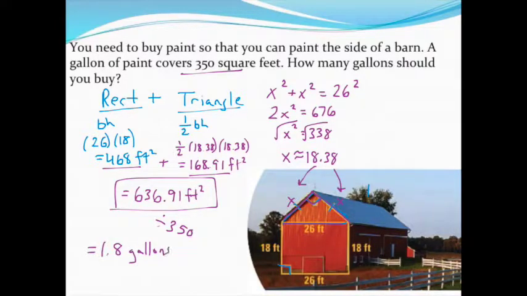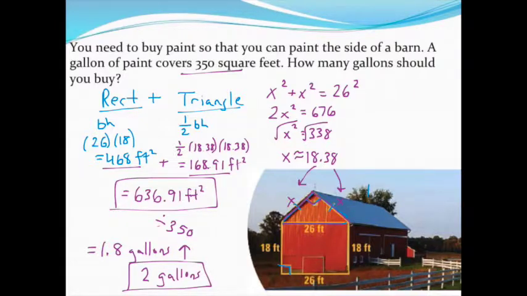Now it's really important to take into consideration the context of the problem. We can't go into the paint store, assuming they sell them in 1 gallon buckets, we can't go in and buy 1.8 gallons. So in this case, it will be necessary to round our answer up and to say we need 2 gallons of paint. We're not able to buy a partial gallon of paint in most cases.